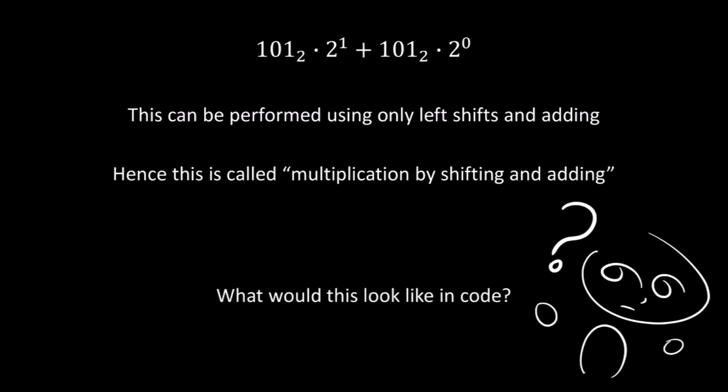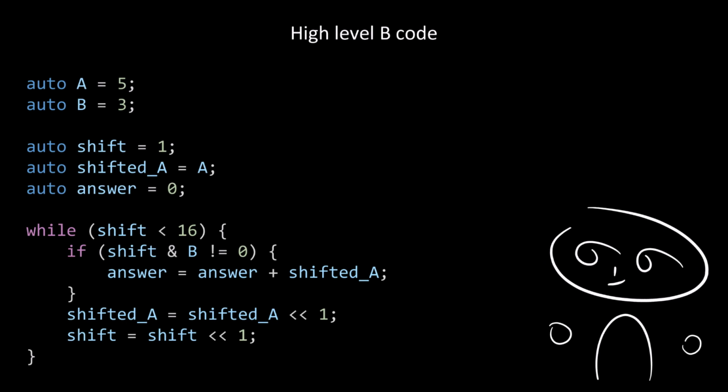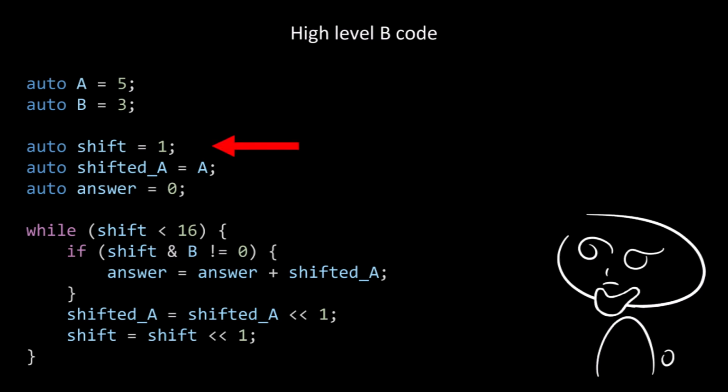So what then would this look like in code? This program here is a B code version of the algorithm we just talked about. First of all, we start by setting A equal to 5 and B equal to 3. Then we set a variable called shift equal to 1. The variable shift will keep track of the particular bit that we're interested in. And we start with the first bit, which is 2 to the power 0, or 1.